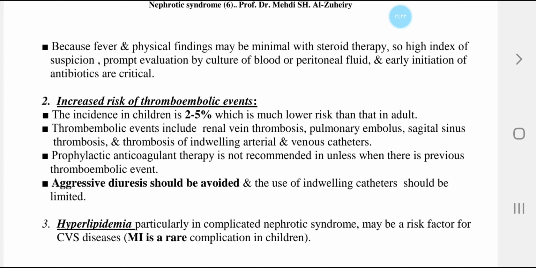The second complication includes increased risk of thromboembolic events. The incidence in children is 2 to 5%, which is a much lower risk than that in adults. Thromboembolic events include renal vein thrombosis, pulmonary embolus, sagittal sinus thrombosis, and thrombosis of indwelling arterial and venous catheters. Prophylactic anticoagulant therapy is not recommended unless there is a previous thromboembolic event. Aggressive diuresis should be avoided, and the use of indwelling catheters should be limited.